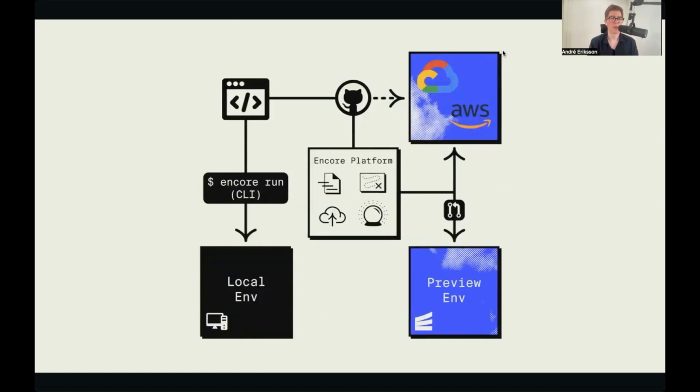So the way it works is Encore provides a Go SDK that you use when you're writing code. Then you use Encore Run to run it on your machine. And then whenever you want to deploy to the cloud or to a testing environment or a preview environment, Encore's platform completely automates that. So it's really focusing on DevOps automation.